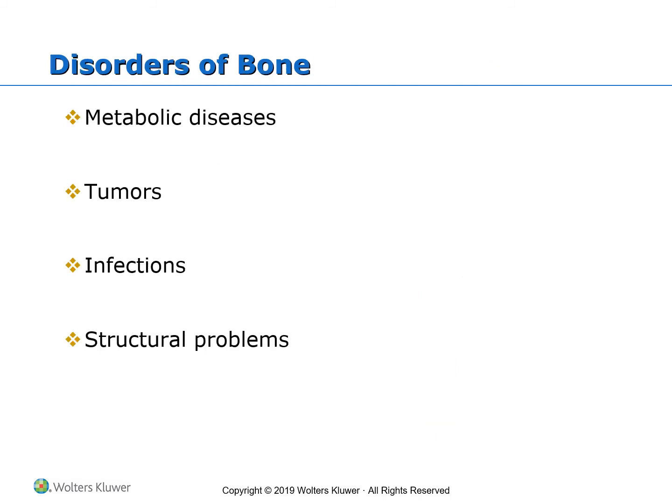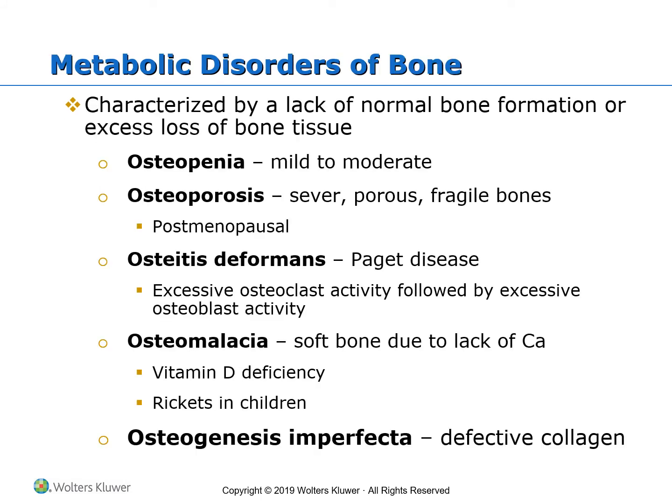Disorders of the bones can be classified as metabolic, tumors, infections, and structural problems. And we'll discuss each of those. So inside the metabolic disorders of the bone, whenever there is a lack of calcium in the bone structure, we call that osteopenia. However, when the lack of calcium becomes severe and the structure of the bone becomes porous and fragile, we call that condition osteoporosis, and it's typical mainly for females at menopause or postmenopausal. However, it can be seen in males too, and it's usually associated with low levels of testosterone.